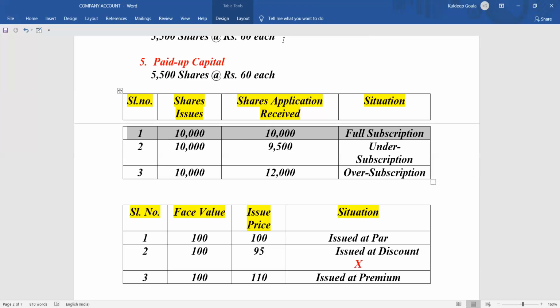Coming to the next one, point number 2: if the issued capital is 10,000 and shares received are 9,500, the company has issued 10,000 but the public has subscribed only 9,500. It will be called under subscription. Whereas the third situation is where the company has issued 10,000 shares and has received 12,000 applications. This will be called over subscription. Clear?